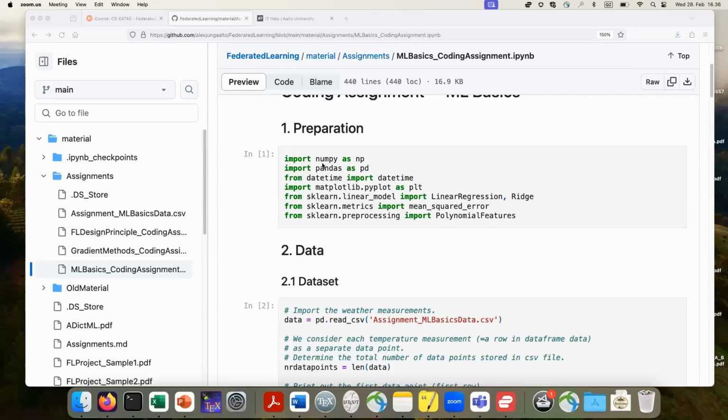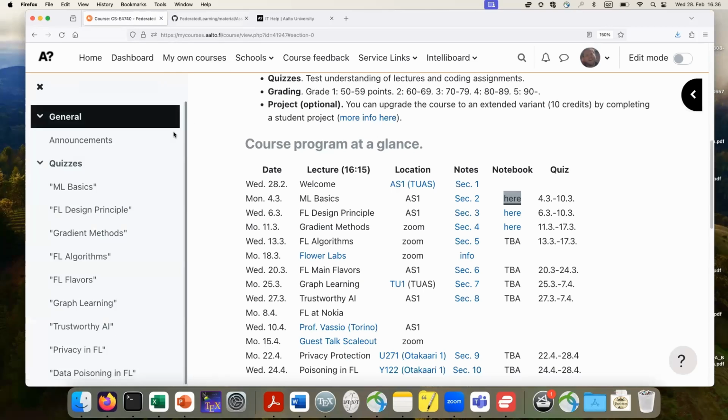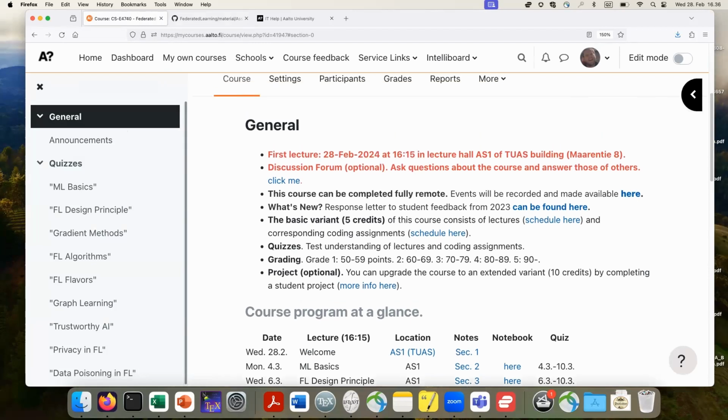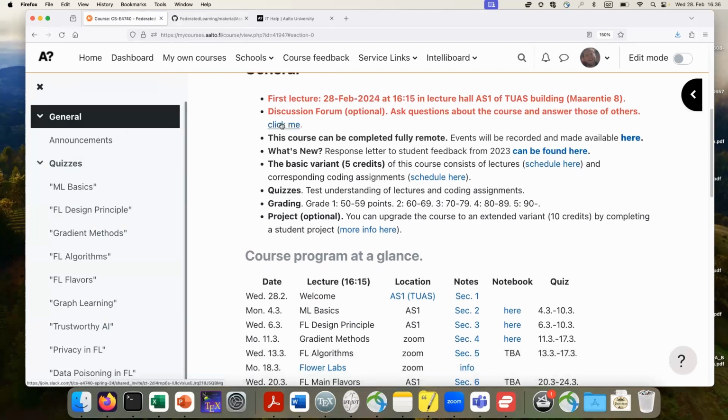So the main person for the coding assignments and the quizzes, the mastermind behind the quizzes, is Alexander. Let me go back. You can reach out to him. He mentioned already, we have a Slack channel. Here is the link to the Slack channel, but this is voluntary. You don't have to use the Slack channel, of course, but you're very welcome to use it.